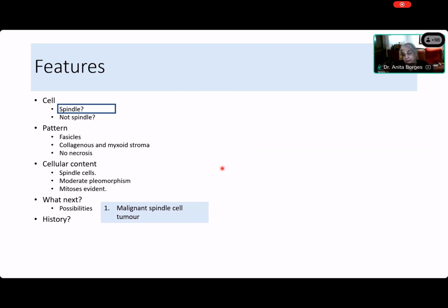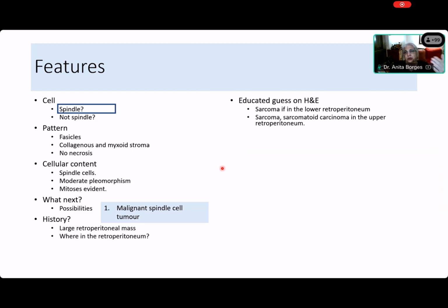So what is the history? History is that it is a large retroperitoneal mass. Now, I don't know whether you do this, but I never take a retroperitoneal mass as history. I want to know whether it is in the upper retroperitoneum or in the lower retroperitoneum. Why? Because if it is in the lower retroperitoneum, then I would consider a sarcoma. If it were in the upper retroperitoneum, there are other organs there, like the pancreas and the adrenal and other organs, which can give rise to a sarcomatoid carcinoma. So it can be a spindle cell sarcoma, or a carcinoma arising from those organs. So never take a history for granted. You must find out where in the retroperitoneum.